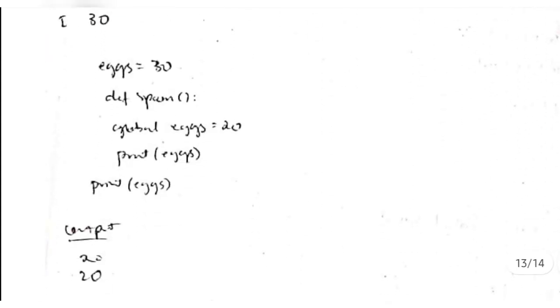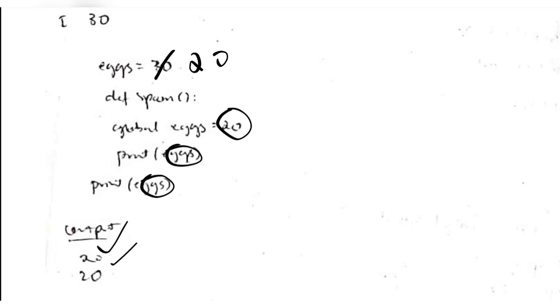Okay. So in that case we have to use the keyword global. When I use the global keyword, it will refer to this one only. A new instance of the variable will not be created. So here I have global x is equal to 20, so this value will be edited as 20. Then if I print both times, it will print 20.